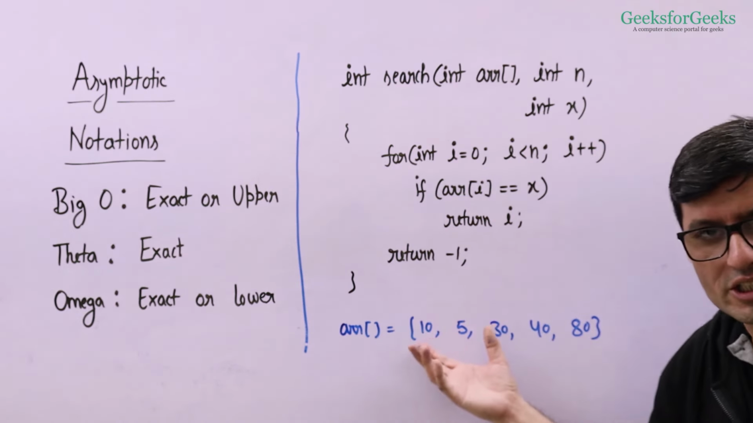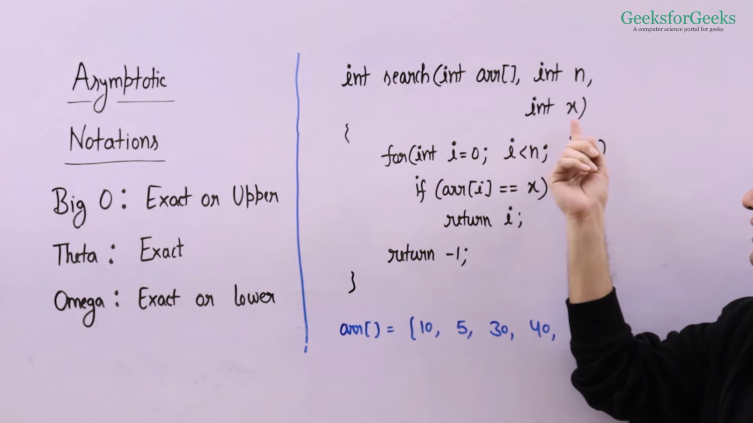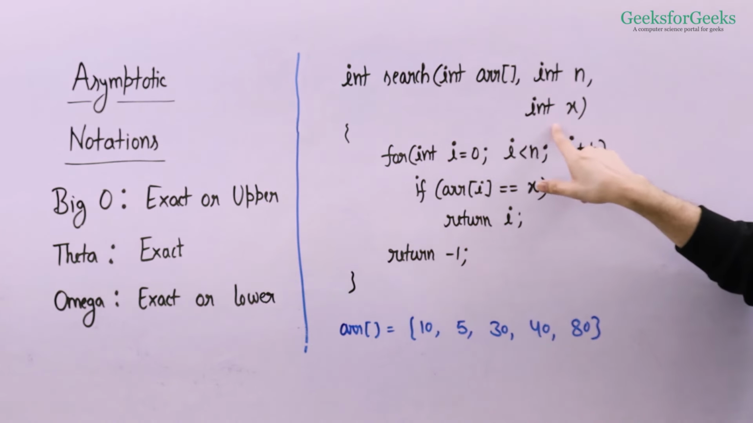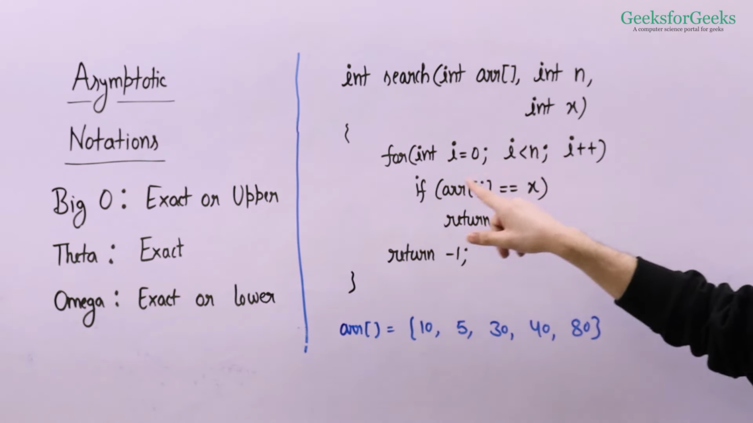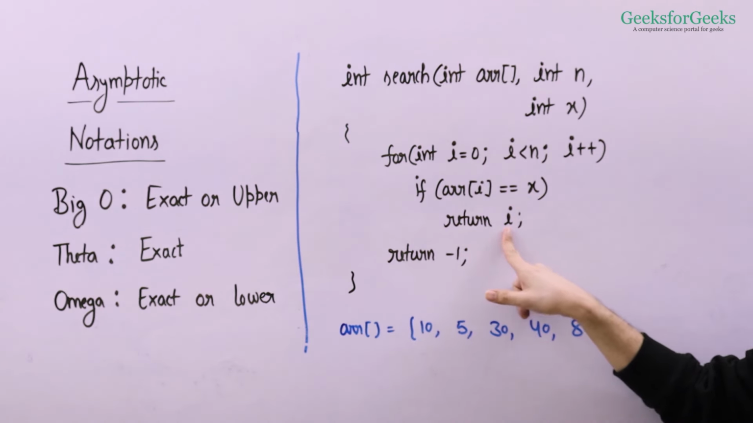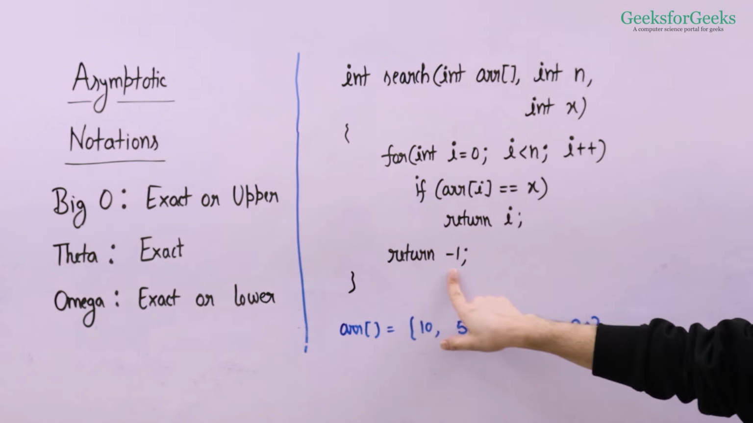If you talk about linear search, and say you have this array, and you are searching for an element x, right? This function takes an array, the size of the array, and an element to be searched in the array, and traverses through the array. As soon as it finds a match, it returns the index of that match, and if it does not find any match after traversing the whole array, it returns -1.